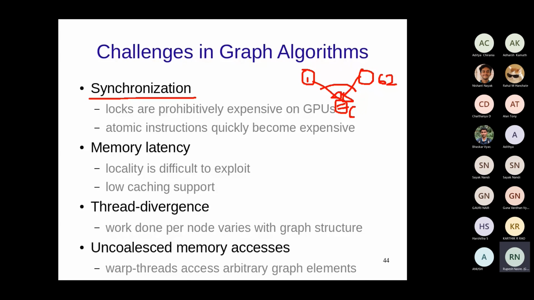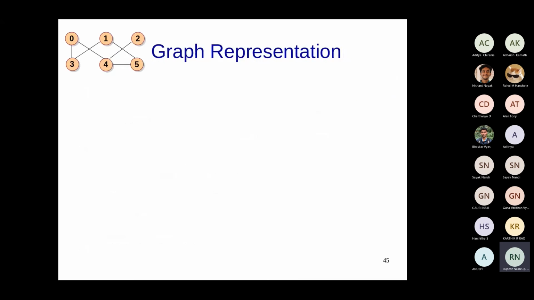And similarly, as I was talking about the coalescing of memory, which happens for warp threads, that also is going to go for a toss because the memory is not consecutive. So the warp threads keep accessing very arbitrary graph elements, and therefore, performance-wise, there is a large hit.